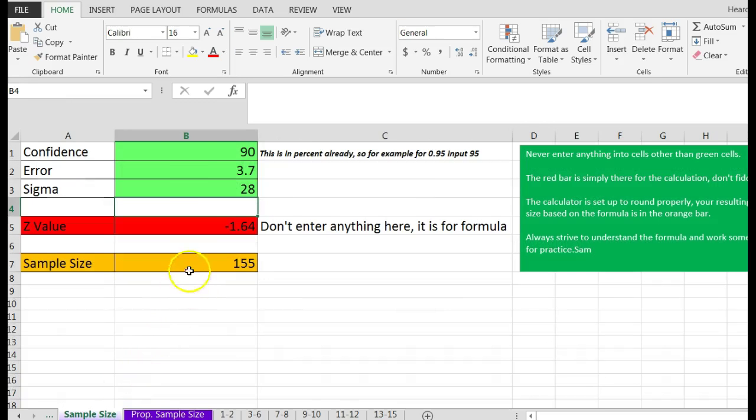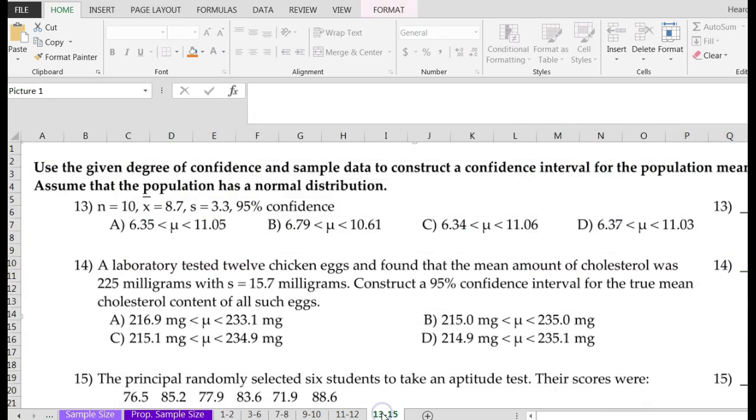If you'll look on sample size and click on that, look up here in the formula, round up. Does the math for you. It rounds to the correct sample size. So we nailed that one. So far, we are 12 out of 12. Let's look at number 13 through 15.